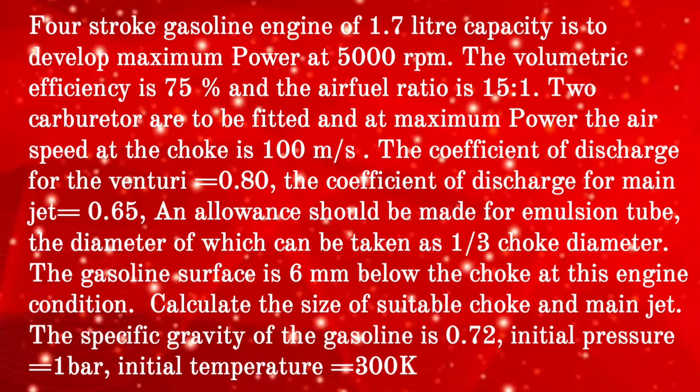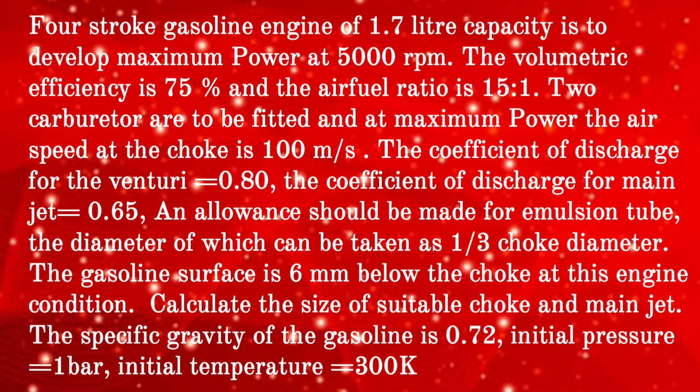Given question: a 4-stroke gasoline engine of 1.7 liter capacity is to develop maximum power at 5000 revolutions per minute. The volumetric efficiency is 75% and the air-fuel ratio is 15:1. Two carburetors are fitted. It is expected that at maximum power the air speed at the choke is 100 meters per second. Coefficient of discharge for venturi is 0.80 and the coefficient of discharge for the main jet is 0.65.